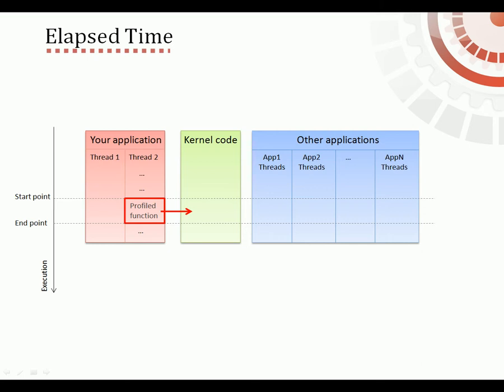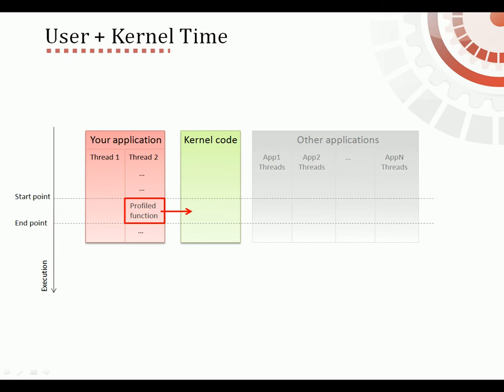If you use the elapsed time counter, the profiled time will include the time spent executing those other threads, as well as the threads of your own application. If you use the user and kernel time counter, profiling results will be made up of the time spent executing your application's code and the time spent executing the kernel code that was called from your code, but they will not include time spent executing other applications and time spent switching between threads.